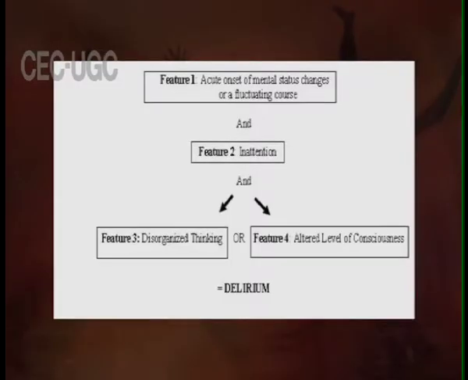As depicted in this figure which I am showing you now, the first feature is acute onset of mental status changes or a fluctuating course, and the second feature is inattention, and the third feature is on one side disorganized thinking or on the other side an altered level of consciousness. Putting all these together, we can see that a person is undergoing a state of delirium.